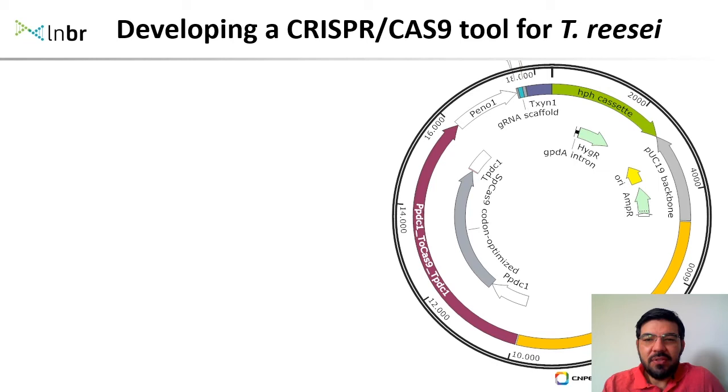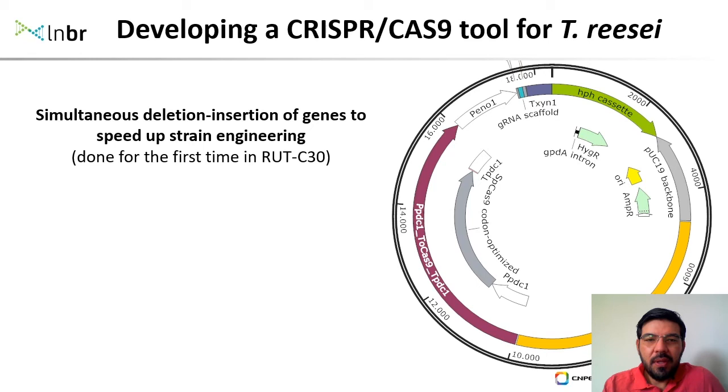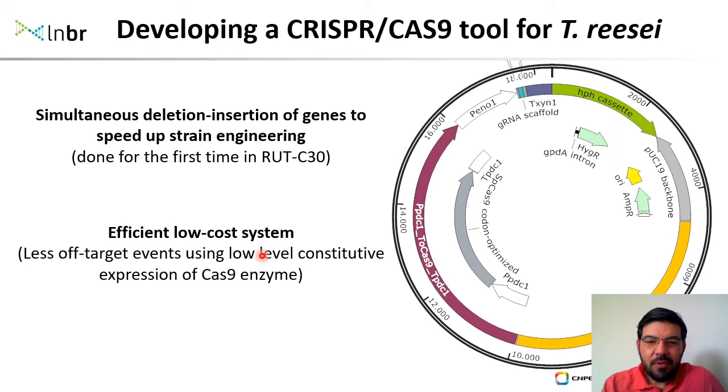So the first thing that we did in our lab was the development of some plasmids, some tools to make these modifications possible. Of course, we based it on CRISPR-Cas9 technology. The idea was to make double modifications in a single step to save time. And the third point was to have the Cas9 enzyme expressed at a very low level, to avoid off-targeting and also to decrease the cost of the system without using the purified protein. So these are two features of this tool that we customized for our strain.